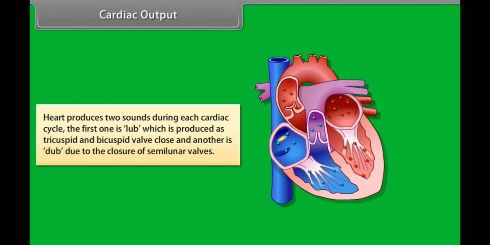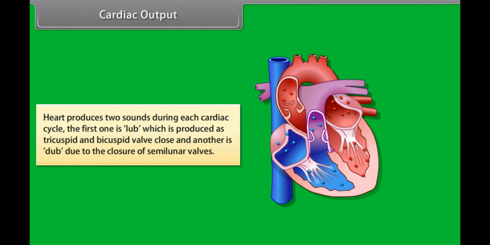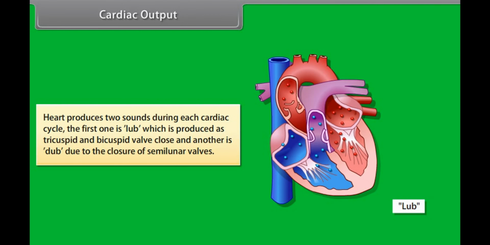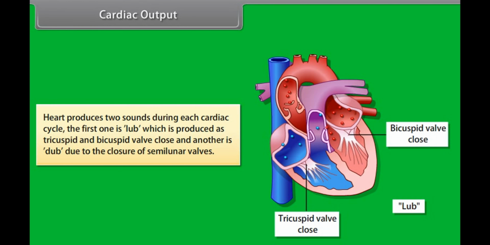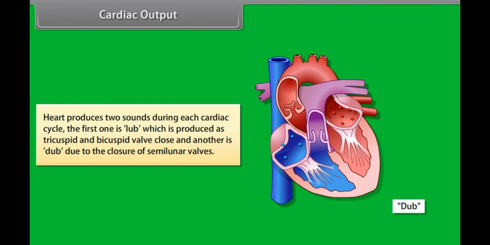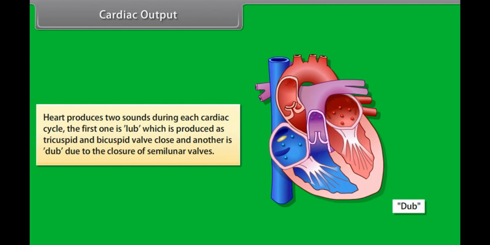The heart produces two sounds during each cardiac cycle. The first one is lub, which is produced as the tricuspid and bicuspid valves close, and the other is dub, due to the closure of the semi-lunar valves.